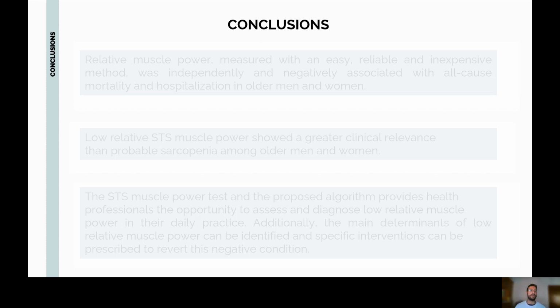So the conclusions are that relative muscle power measured with an easy, reliable, and inexpensive method was independently and negatively associated with all-cause mortality and hospitalization in older men and women. Low relative STSS power showed a greater clinical relevance than probable sarcopenia among older men and women. And finally, the STSS muscle power test and the proposed algorithm provide health professionals the opportunity to assess and diagnose low relative muscle power in daily practice. Additionally, the main determinants of low relative muscle power can be identified and specific interventions can be prescribed to revert this negative condition.